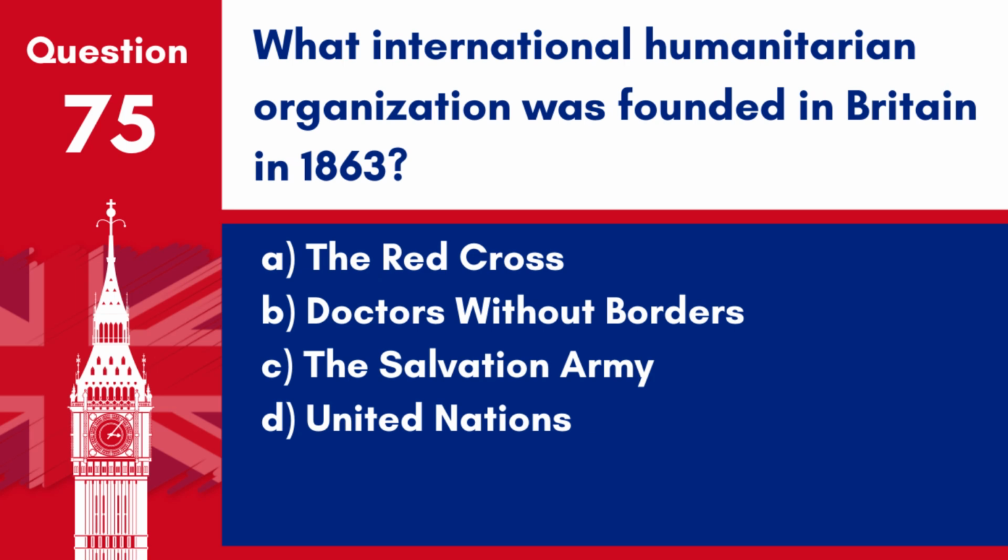Question 75. What international humanitarian organization was founded in Britain in 1863? A. The Red Cross. B. Doctors Without Borders. C. The Salvation Army. D. United Nations.